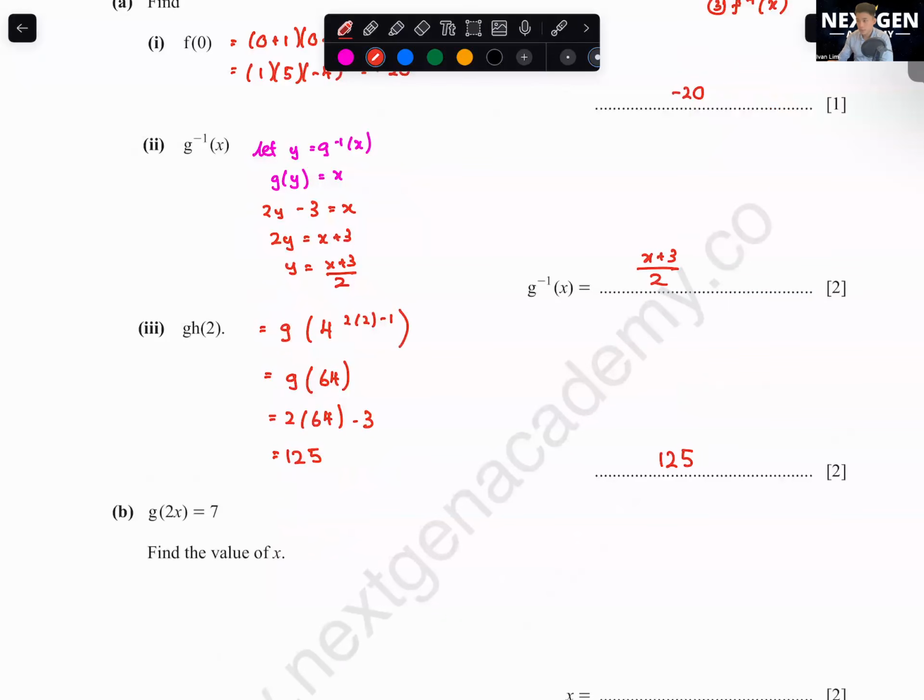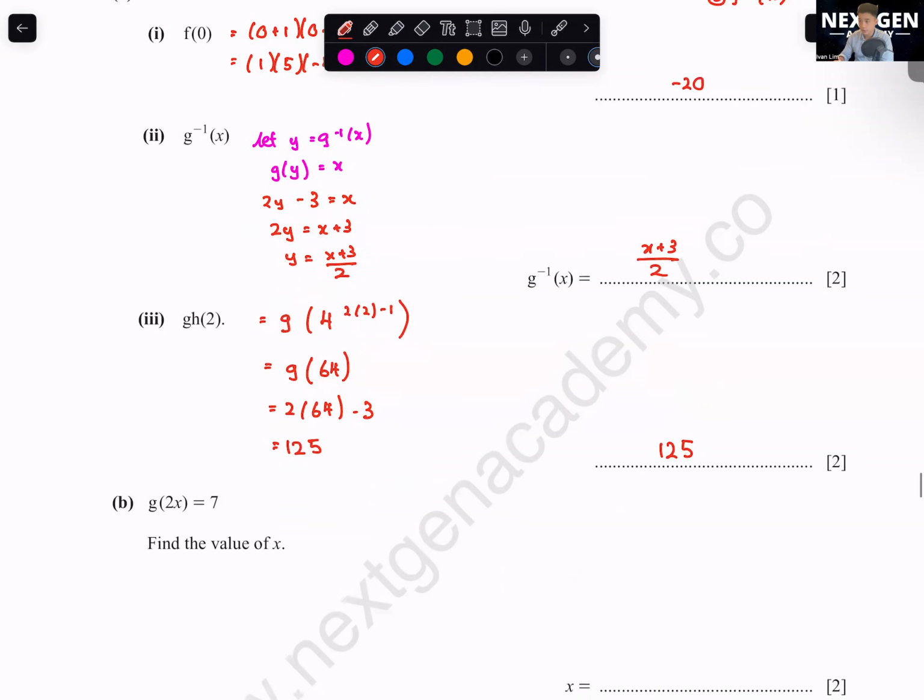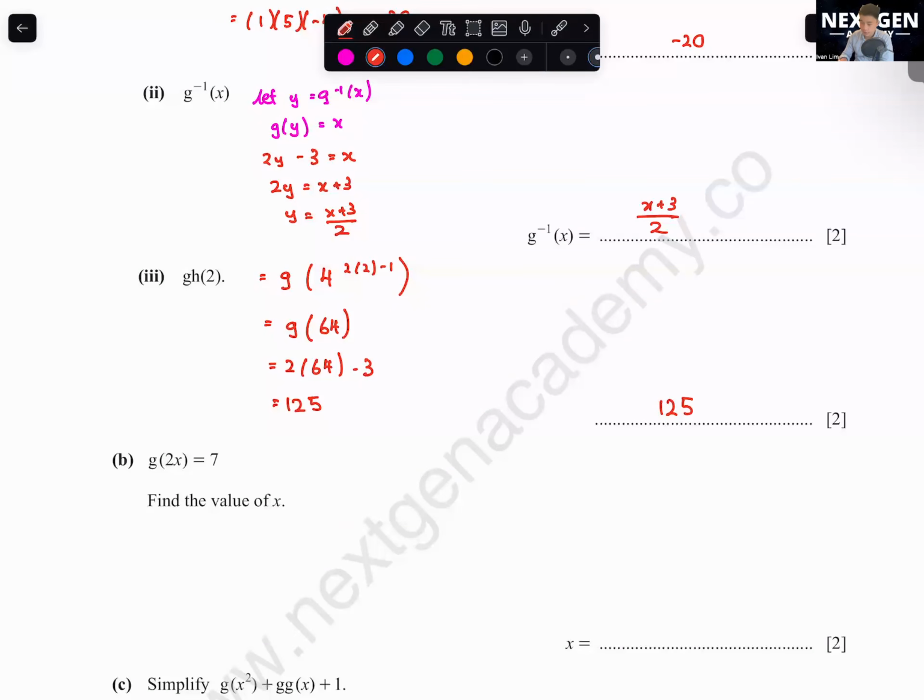Okay, next one. G2x. Don't go and do g times 2x. The 2x replaces your x right now. So initially it's 2x minus 3, now it'll be 2(2x) minus 3 equals 7. This one will be 4x minus 3. I bring it to the right hand side. 4x equals 10, x equals 10 over 4, which is 2.5.